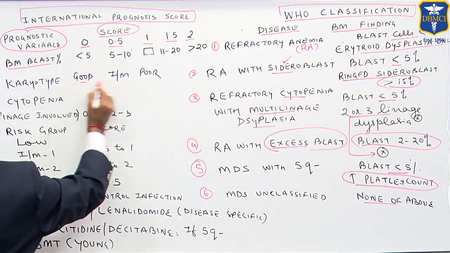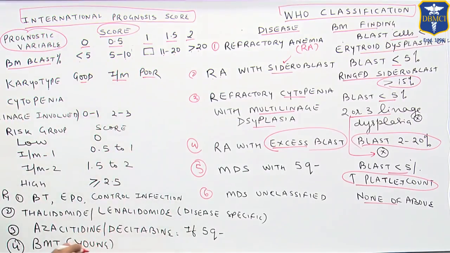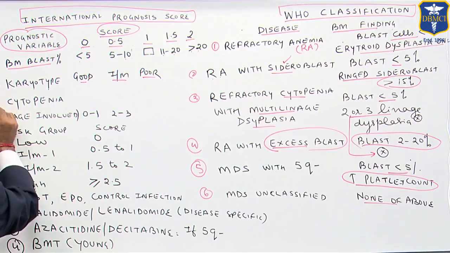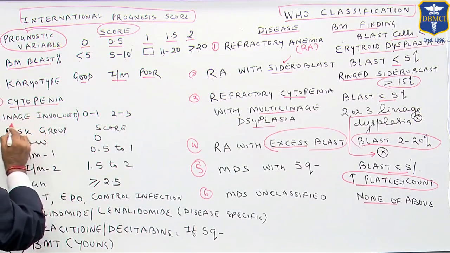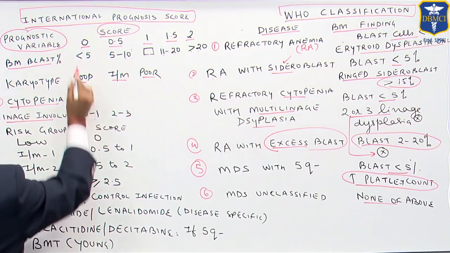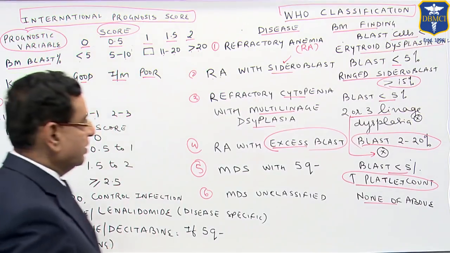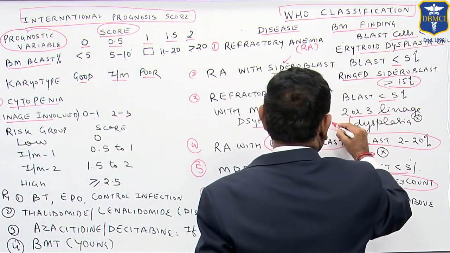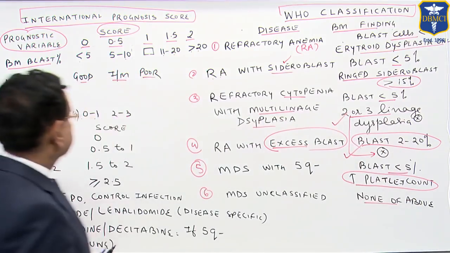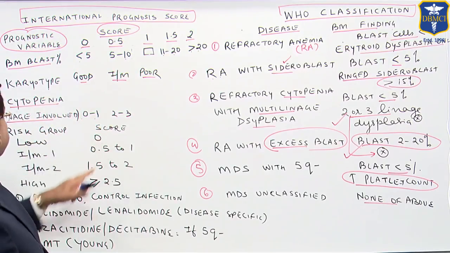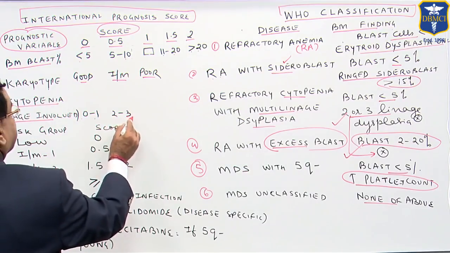Karyotype: good, 0 score; intermediate, 0.5; poor is 1. Cytopenia, lineage involved: 0 to 1 is 0 score, 2 to 3 is 0.5. Point to be noted, in this the lineages involved are 2 to 3, so we get a score of 0.5 if 2 or 3 lineages are involved.